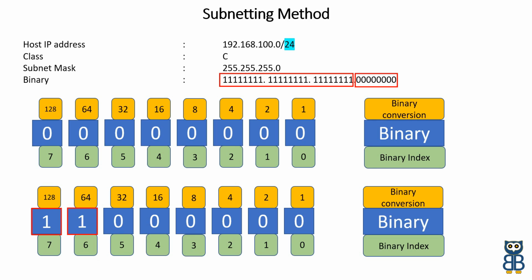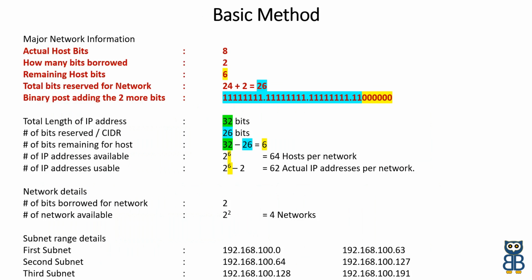Well, we have achieved the target, but we need to work more to give the complete IP details to the customer. What was the actual host bits count? It was 8. How many bits do we need to borrow? It is 2. Now how many host bits do we have? Total 6 bits. Let's use our calculation and check the subnet's details.